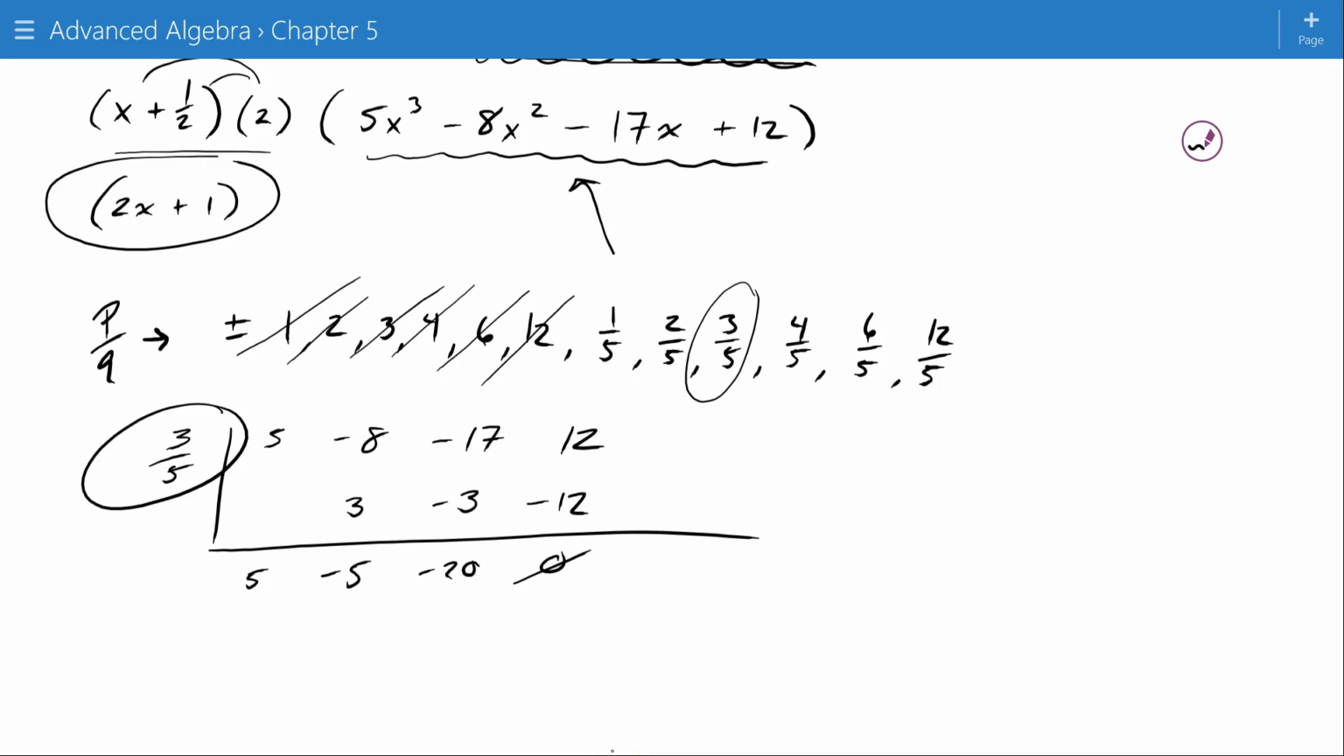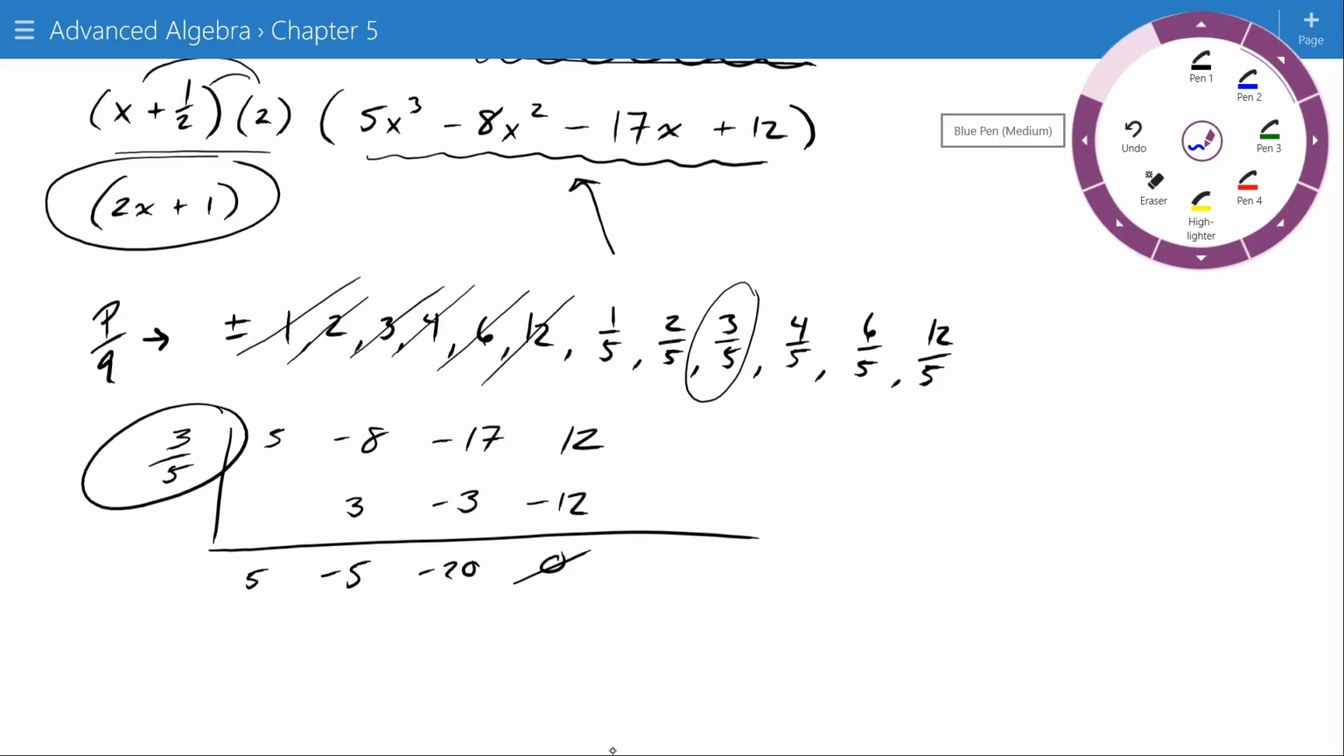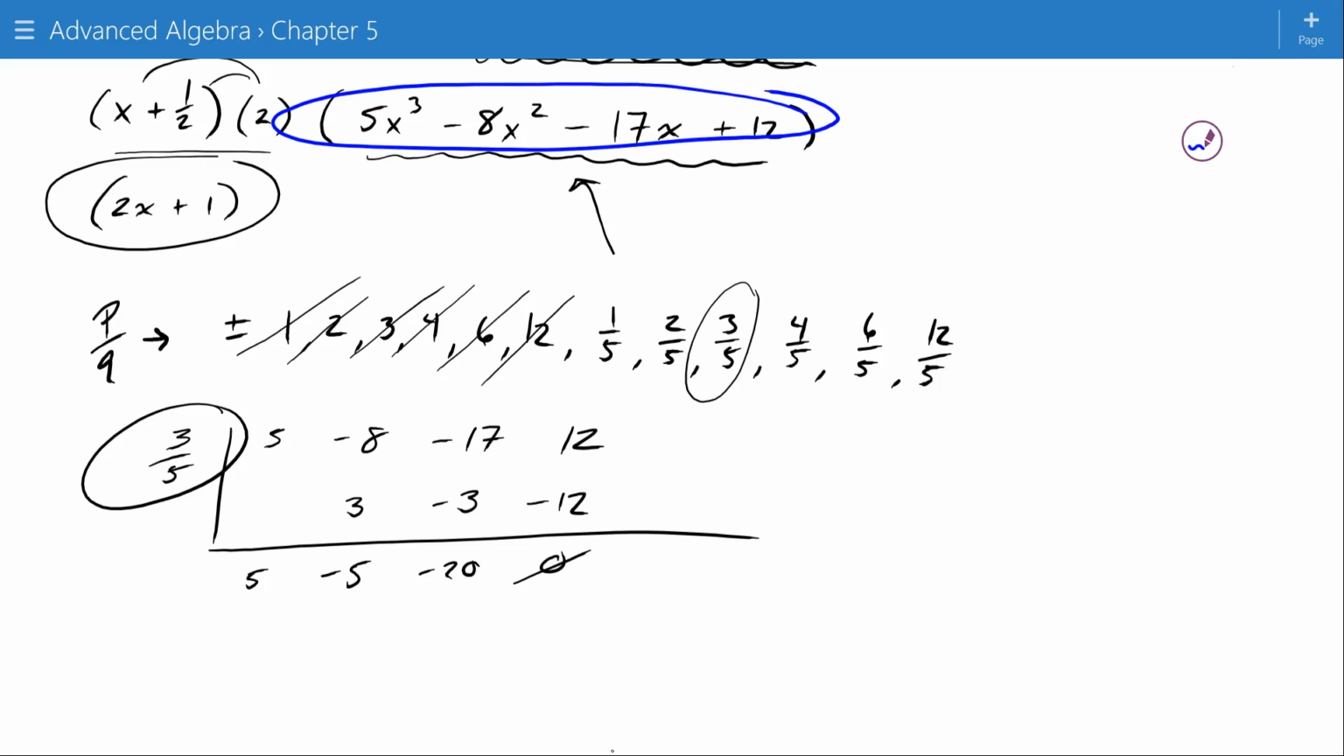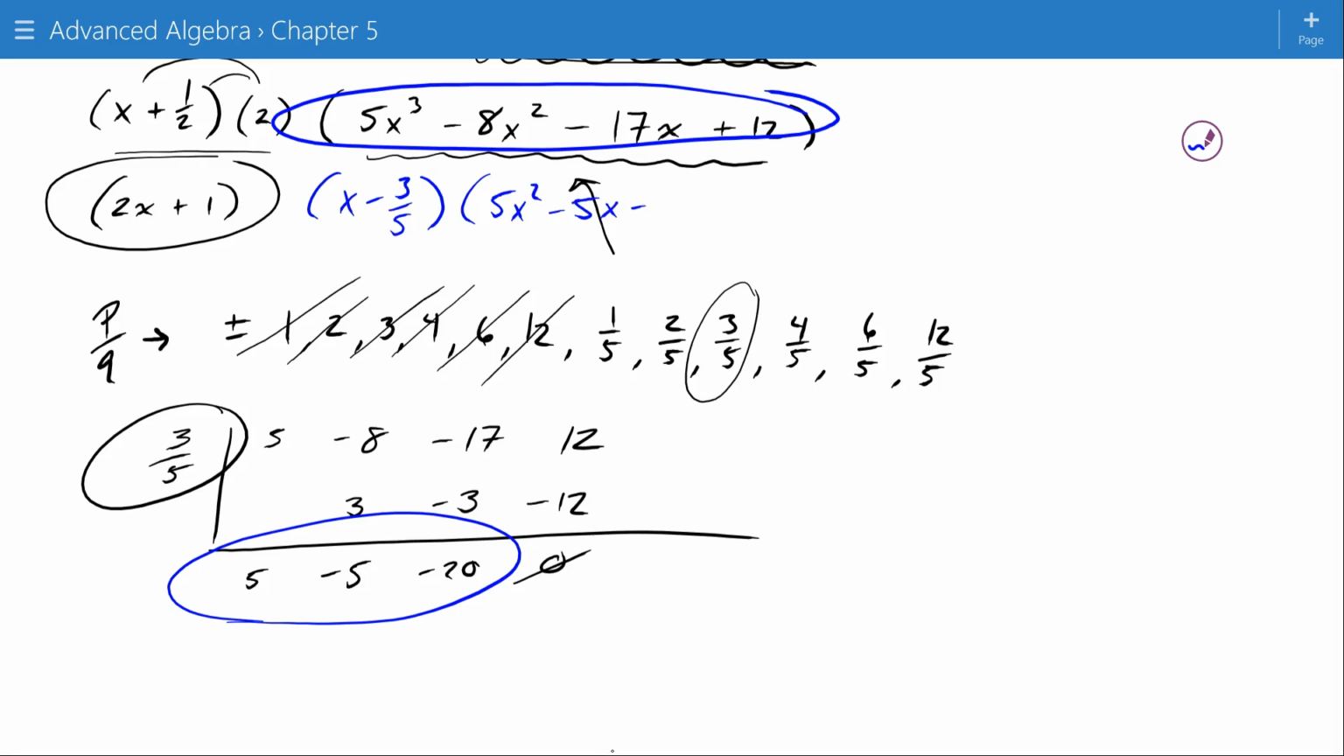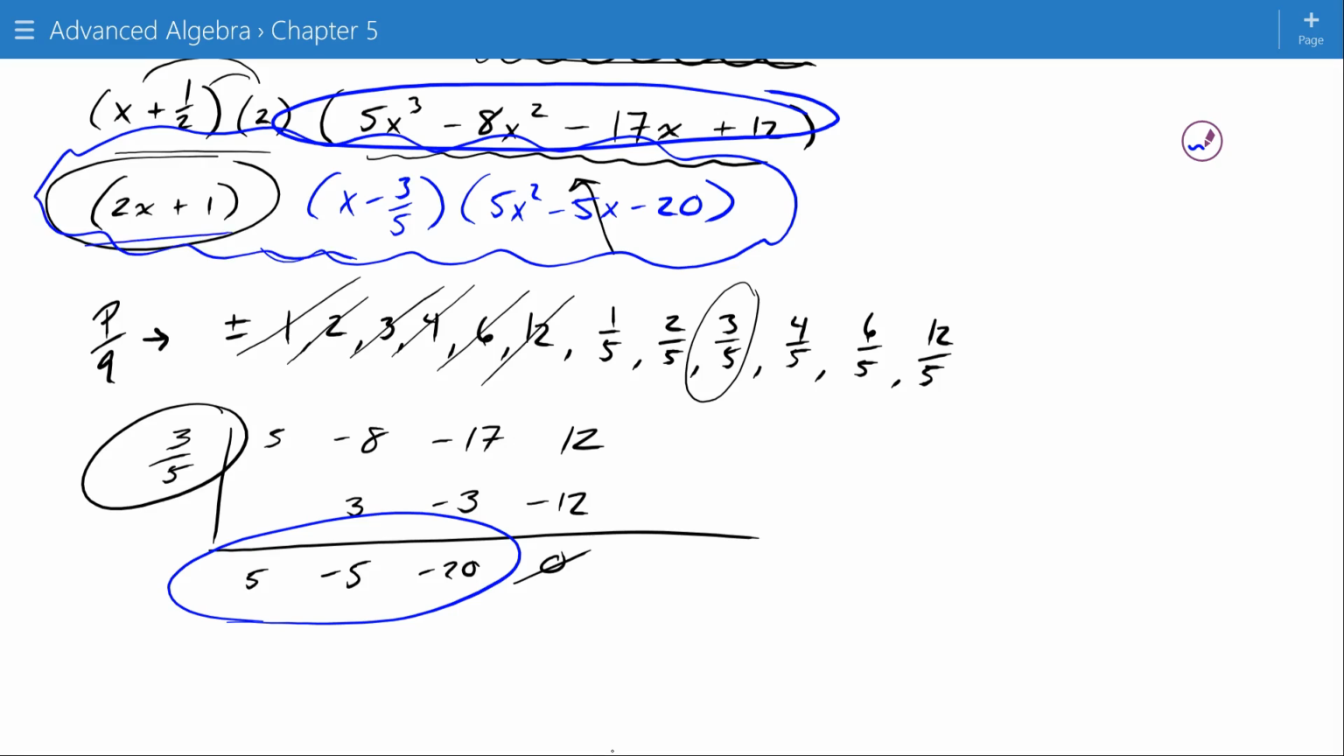And now we can work a little more. So, we've got our 2x plus 1. We now have a new factor, it's going to be x minus 3/5. Oops, that should be minus. And our new term, 5x squared minus 5x minus 20. And hopefully you guys immediately see that and say, wait, we can factor that.